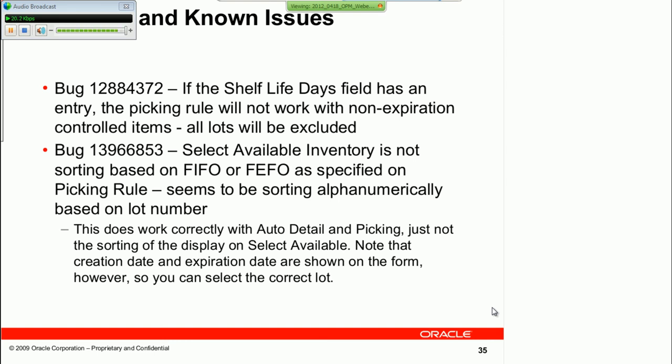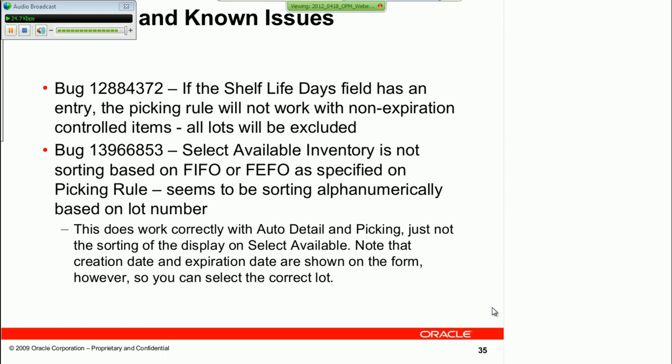That goes for the second one also. This is a bug I just ran across actually as I was preparing for this presentation. It seems that select available inventory is currently not sorting based on the FIFO or FEFO rules specified on the picking rule. What it seems to be doing is sorting alphanumerically based on lot number. It is using the picking rule correctly to determine what should be included and excluded. So for example, if you set shelf life days to 30, it will correctly exclude any lots that are going to expire in the next 30 days. It's just not sorting the lots in FIFO or FEFO order.